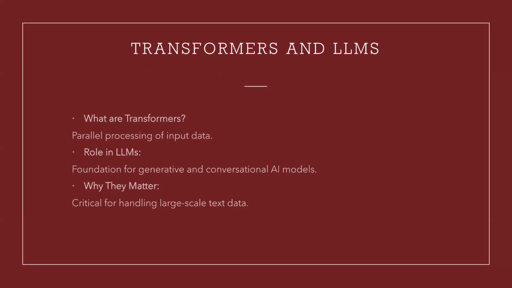Let's move ahead. Transformers and LLMs. So we basically know the transformers are a type of neural network architecture which helps us in parallel processing of the input data. Pretty simple, right? As we know, transformers can handle input data in parallel, which makes them faster and more efficient, especially when working with large amounts of text. And this ability to work in parallel makes them ideal for building large language models, or LLMs. So that's the basic rule for them.